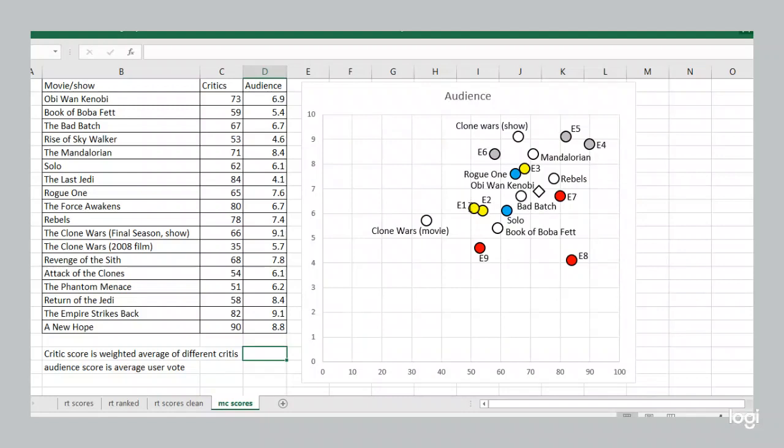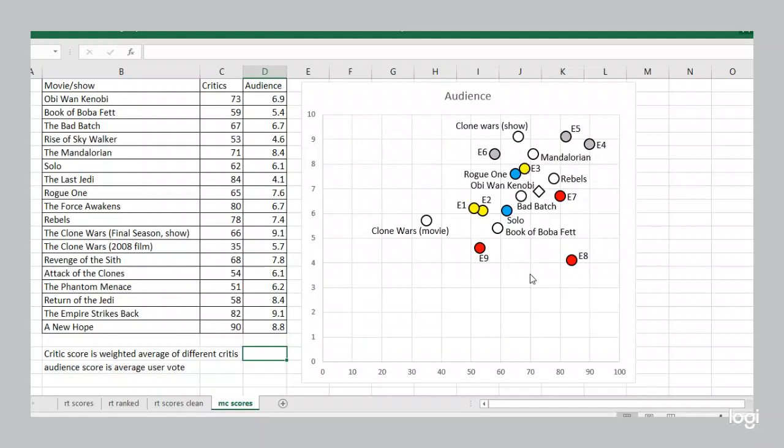The prequel trilogy. So the critics thought it was pretty bad. Audience thought it was okay, but not so great. That's the first 2 films. The third film of the prequels, actually both audience and critics thought it was pretty good. Audience liked it a bit more.